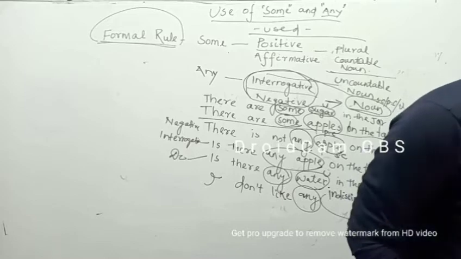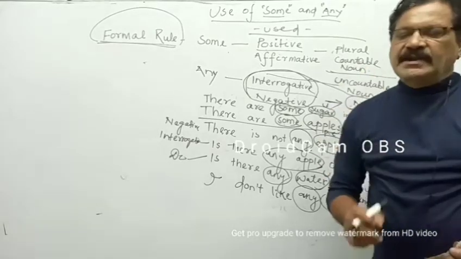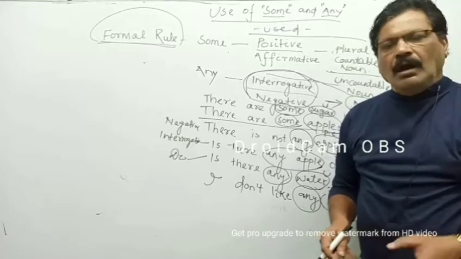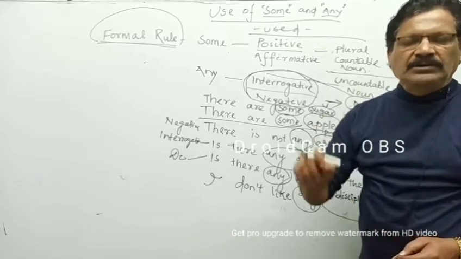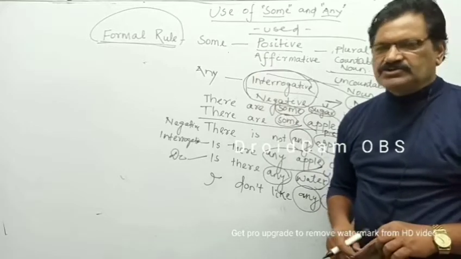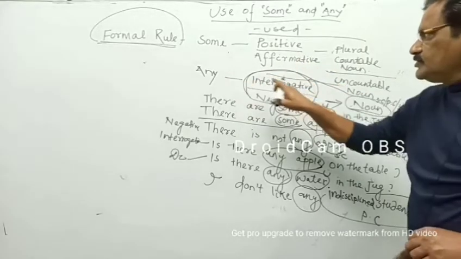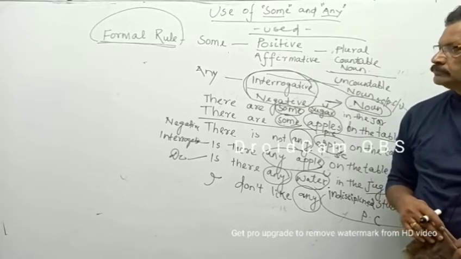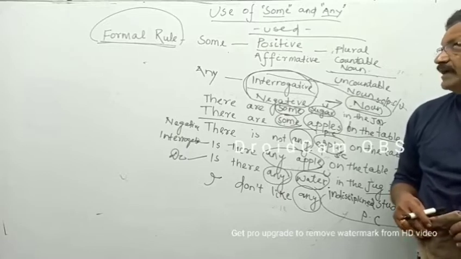If context demands, we can write "any" in a positive sentence too. But you have been learning till now that "any" is used before negative and interrogative sentences, and "some" is used in positive and affirmative sentences. Am I wrong? No, sir. Can you use "some" in a negative and interrogative sentence?